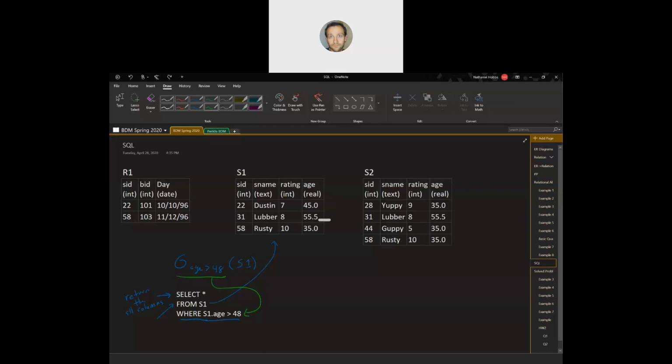Good question, Eric. You should say s1.h. Yeah, not just age. Okay. Does it matter if we say 48 or 48.0? Here it doesn't matter.